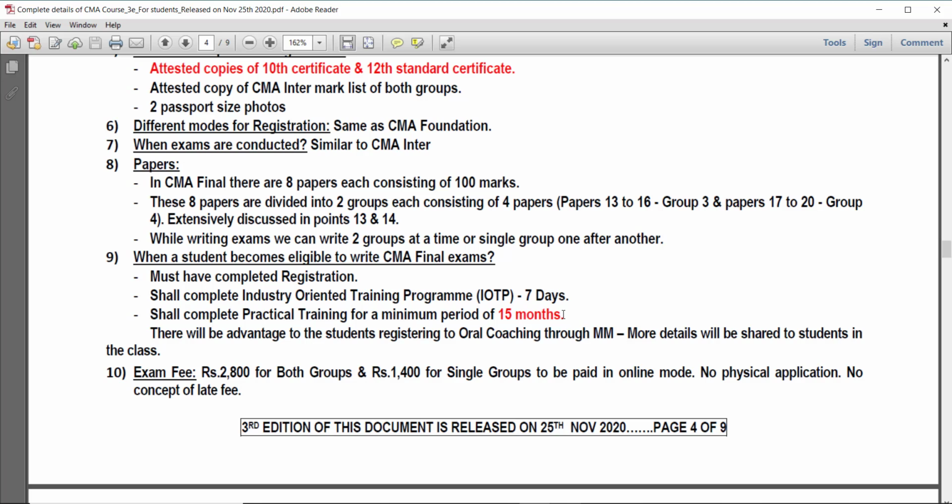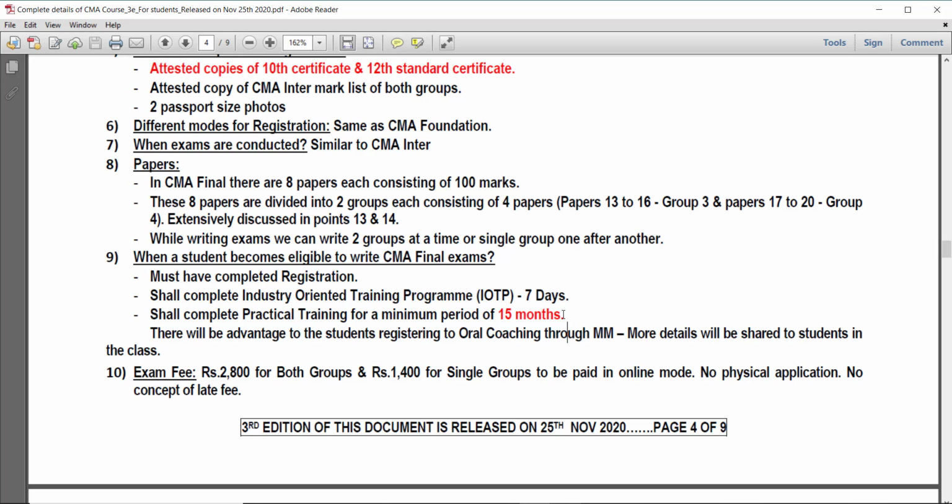You have to note that if you want to enter into practice, then definitely you have to get membership of ICMA. In order to get membership, you have to satisfy the rule that you have completed 36 months of practical training.